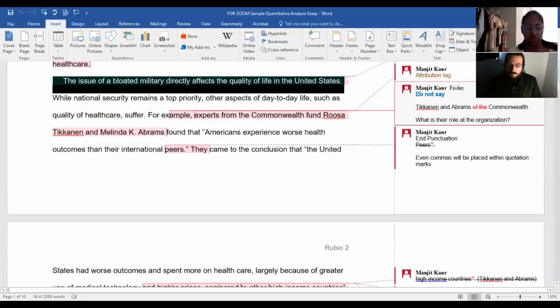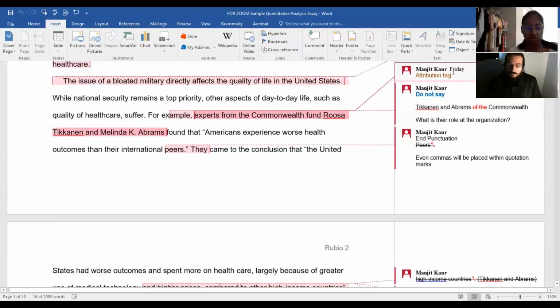We're looking at attribution tags, okay? And we see that the author has given an attribution tag saying, "Experts from the Commonwealth Fund, Rosa Ticketon and Melinda K. Abrams found that," and then the quotation. And we discussed this, how before we use a quote, we throw in a signal phrase or an attribution tag. Now here I have given an example of what not to do, and it says, do not say "Ticketon and Abrams from the Commonwealth."